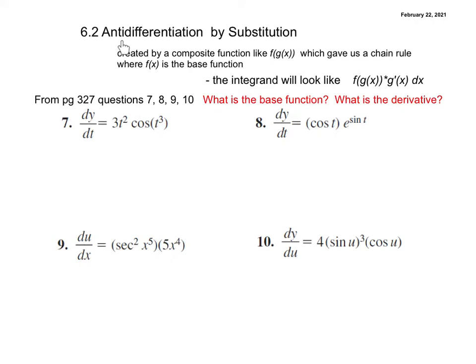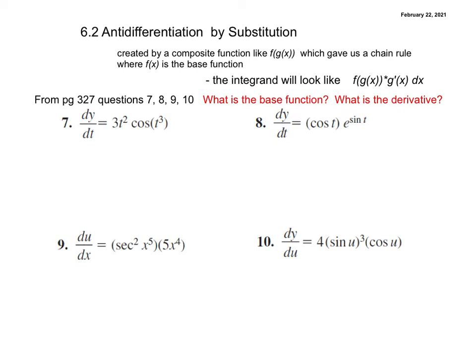Now we're going to learn about antidifferentiation by substitution. This will be created by a composite function like f of g of x, which, of course, is going to involve the chain rule anytime you have derivatives of composition of functions. So what you're going to have in your integrand is some composition f of g of x times g prime of x and then times dx. That probably doesn't mean much to you right now, but let's go ahead and take a look at our first example.